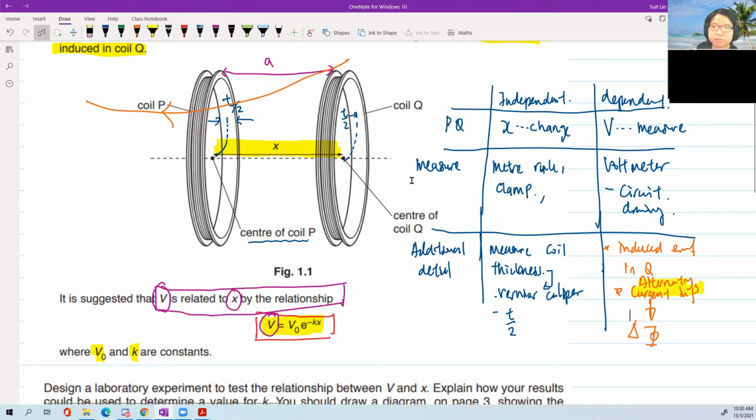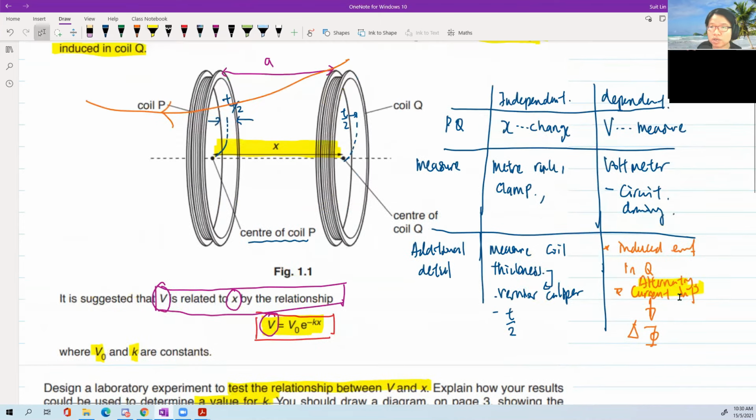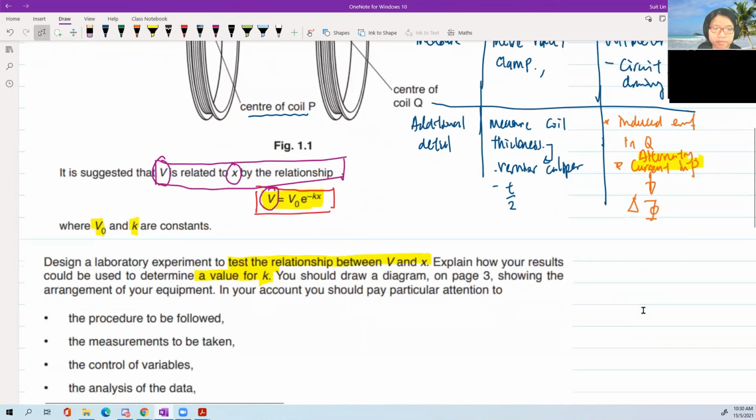All right, so what else? So we have V, we have X, and then design a laboratory experiment to test the relationship between V and X. Done. So you want to test the relationship between these two things. Explain how your results can be used to determine a value of K. So we kind of need to find K.